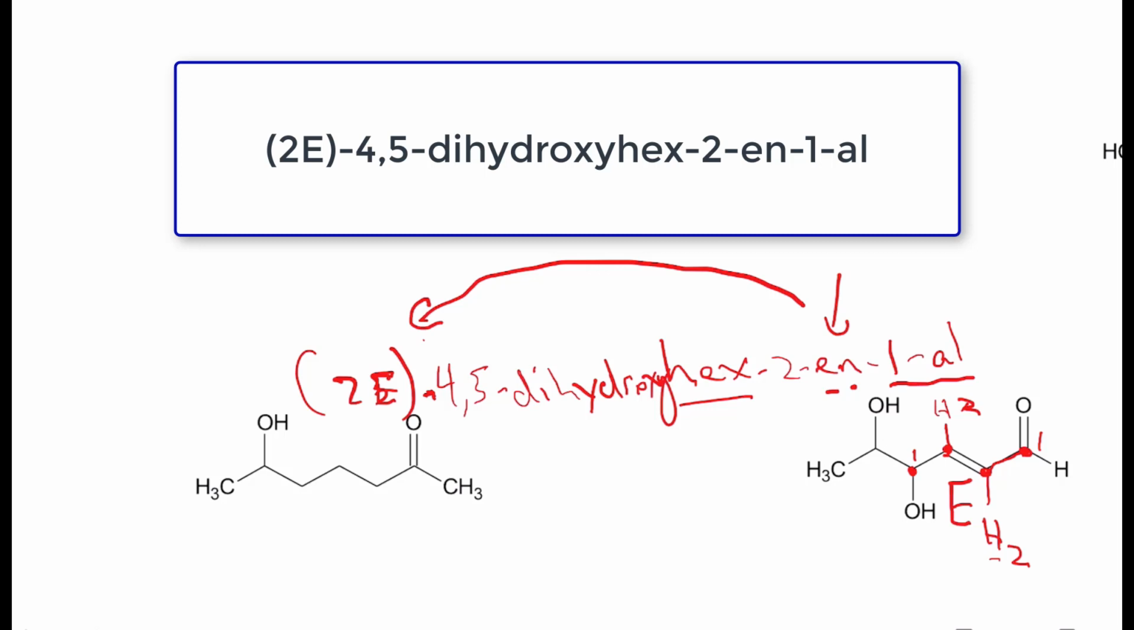So there's stereochemistry in the 2E position. In the 4-5 position, there's a dihydroxy, 2 hydroxy groups. It's a 6 carbon chain, a hex. There's a double bond in the 2 position. And in the 1 position is an aldehyde, so Al.